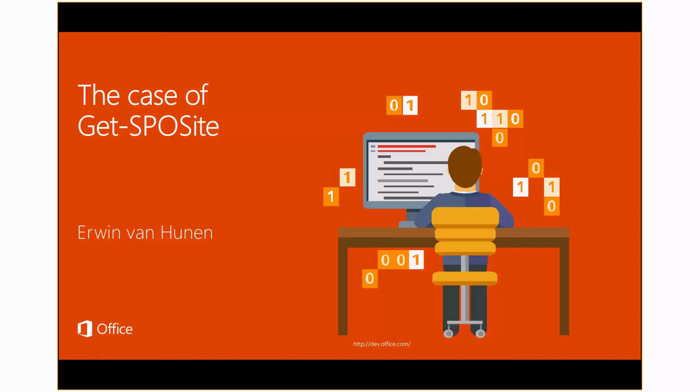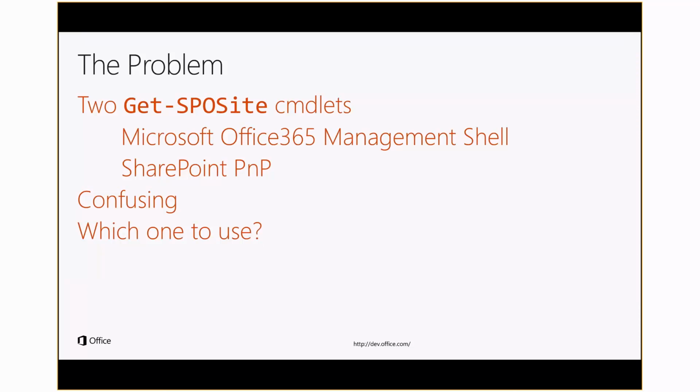Another thing, which was actually more blocking, and let me move on to the next slide, is the fact that there are two Get-SPOSite commandlets. One comes with the Microsoft Office 365 management shell, and one comes with SharePoint PnP. That's pretty confusing. Which one to use and which one is active? I will show you the conflict when I do the demo. There are a couple of workarounds, like explicitly loading the module at the time you want to use it, but that's also not very nice.